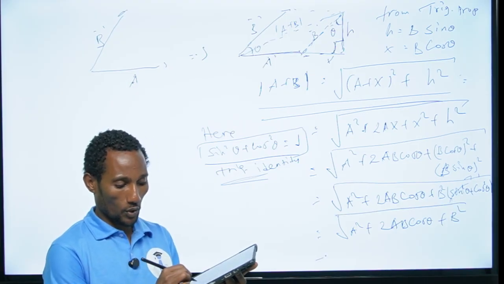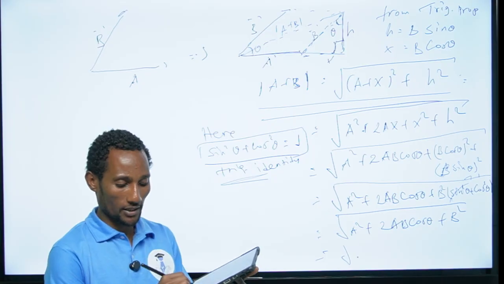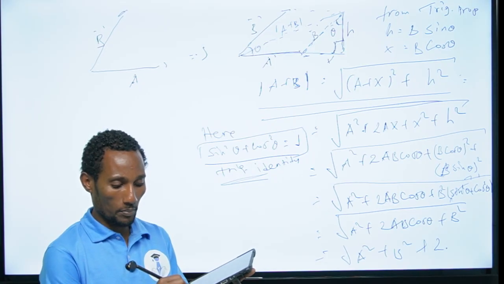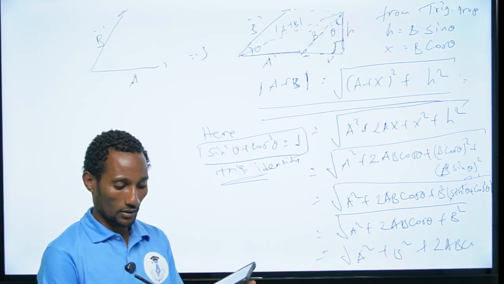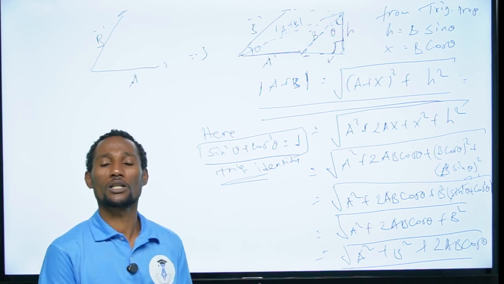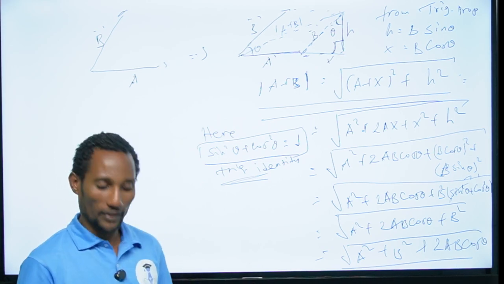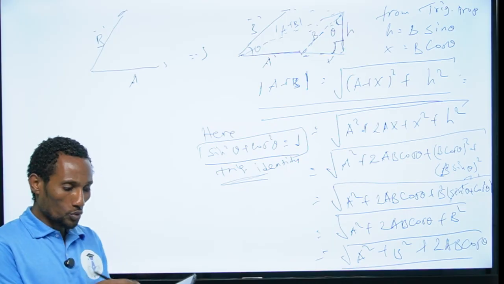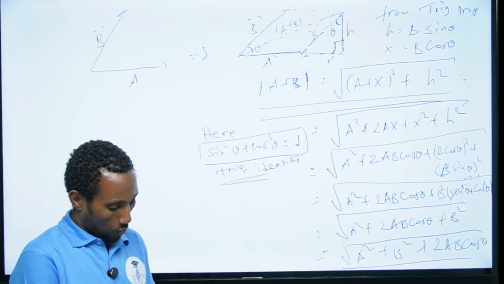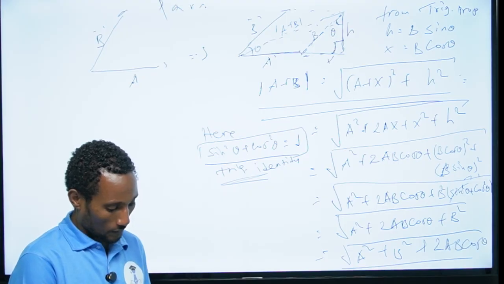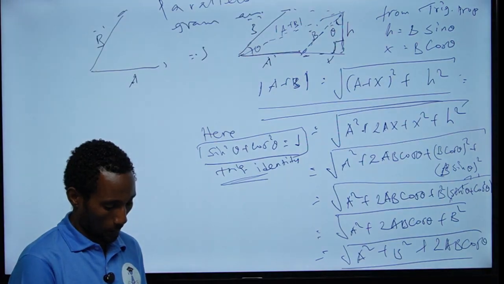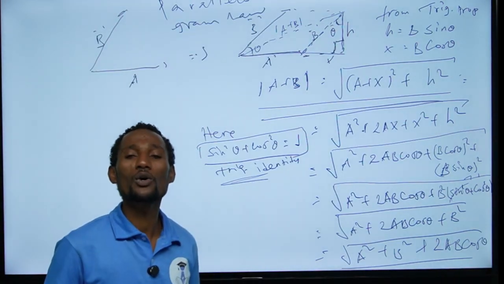This is what we call the parallelogram law. Rearranging this, we have a square plus b square plus 2ab cos theta. This is what we call the parallelogram law, which we use for such kind of calculation, or what we call the cosine law.